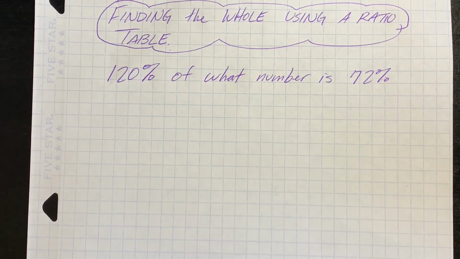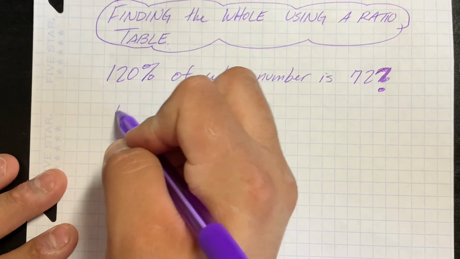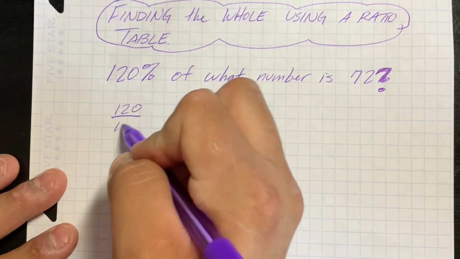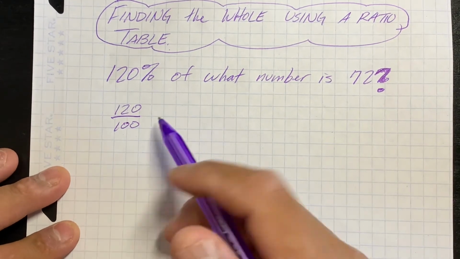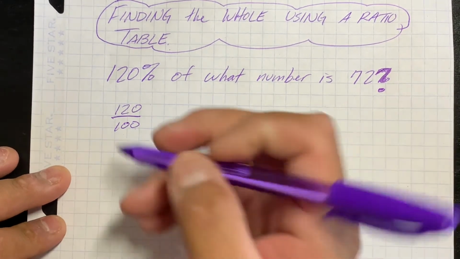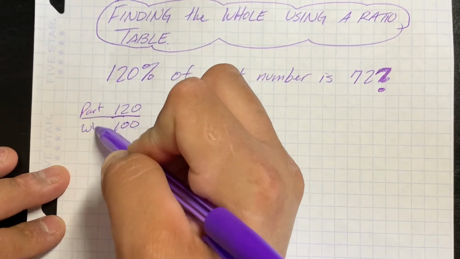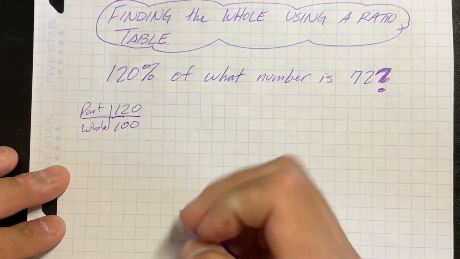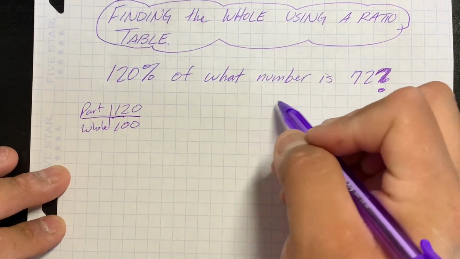All right, here we go with another example. So we're going to find the whole using a ratio table. We're going to write a fraction. So 120 over 100. So we're changing a percent into a fraction. Remember, your denominator has to be 100. So in this case, we have a part to a whole. So we want to get to 72.